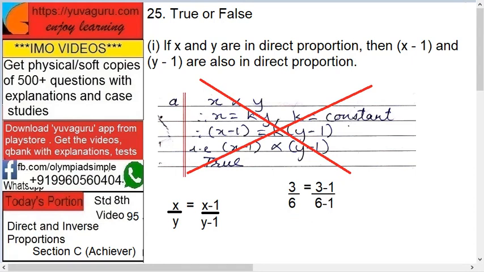So what does the question say? X minus 1 upon y minus 1 is also the same constant. So x upon y equals x minus 1 upon y minus 1. Let's try with some numbers. X is 3, y is 6. So 3 minus 1, 2, upon 6 minus 1, 5. So is 2 upon 5 same as 3 upon 6? No. That's why the answer is false.